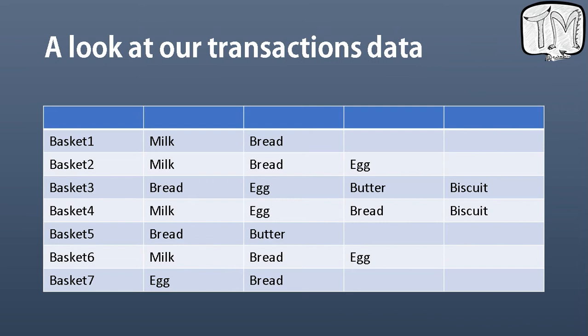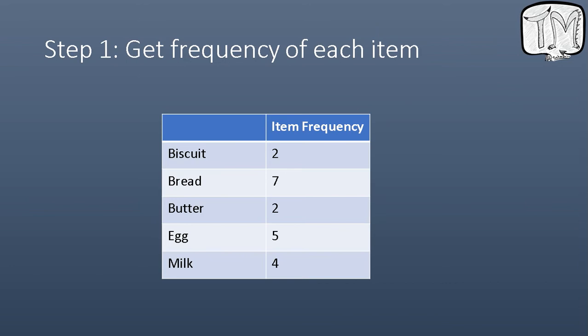We have 7 baskets, and we have mentioned what items were bought in each one of them. So in basket 1, 2 items were bought. First one was milk and second one was bread. And similarly for the seventh basket, egg and bread were bought, okay. So now we are starting to apply our FP growth algorithm.